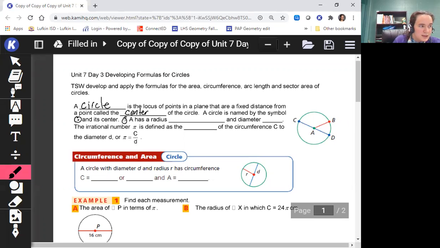So we'd have circle A over here, and our radii, our different radiuses, would be AD, AC, and AB, and they're all segments. And the diameter would be CD. And pi is the ratio of the circumference to the diameter.